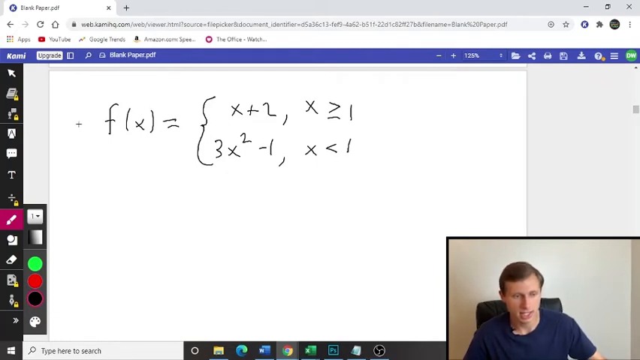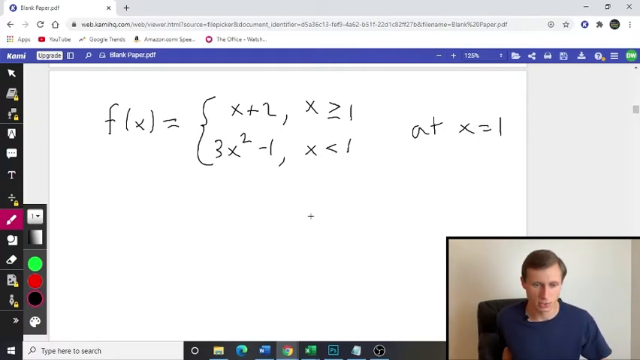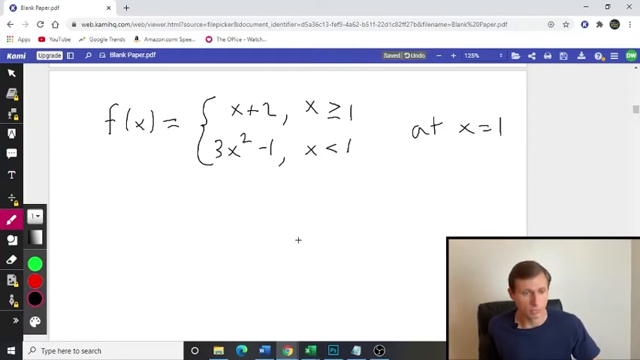And so we could ask, is f of x continuous at x equals 1? That would be the question. So is it continuous at x equals 1? First of all, does the function exist at 1? What is the value f of 1?